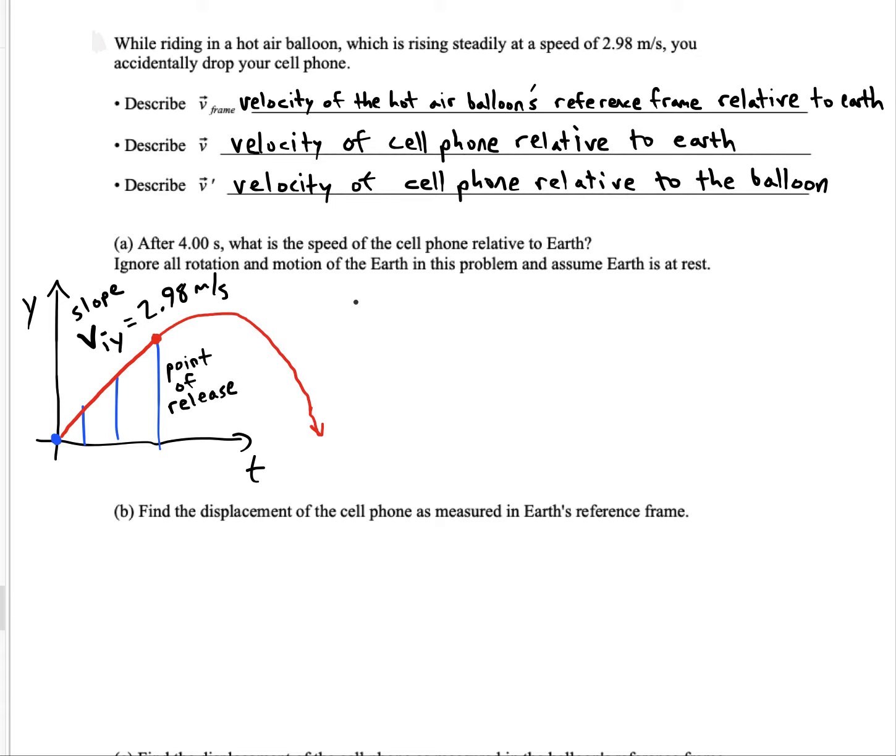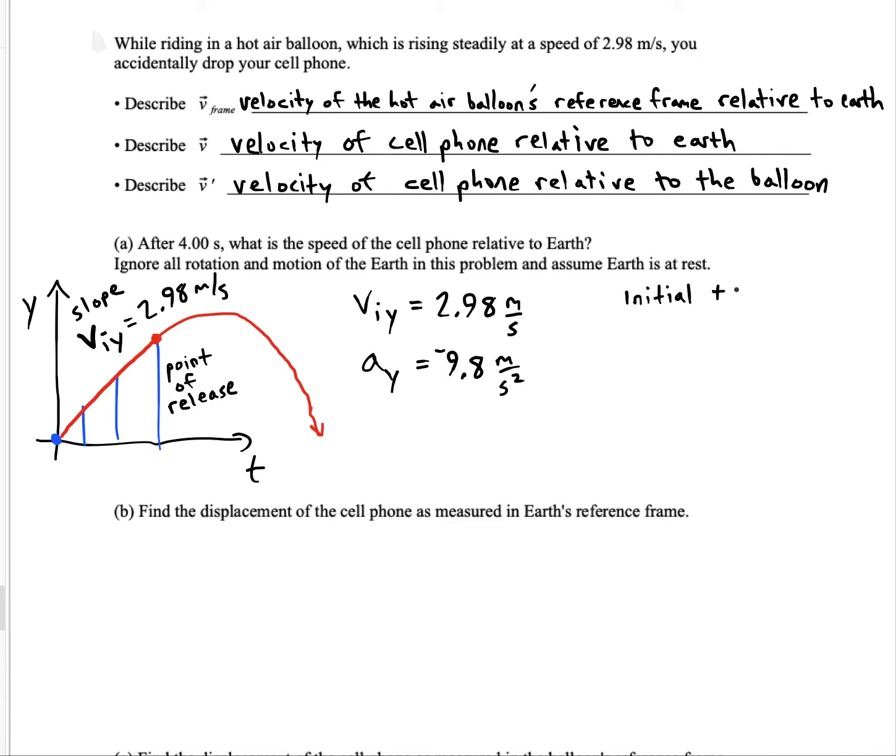We want to write down what the VIY is. 2.98 meters per second. We could write down what the acceleration due to gravity will be in free fall. It'll be negative though. All right, now what kind of formula could we use to perhaps figure out the speed of a thing? Well, we could use this idea.